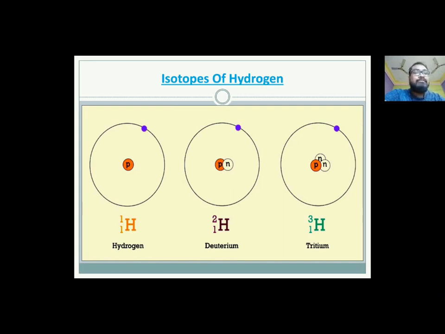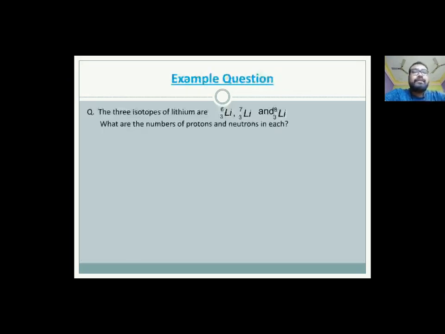See the number of protons and neutrons in deuterium and tritium, it is given as P and N, and here P and N. There are 2 neutrons in tritium. Okay. Next we have a question where you are given the 3 isotopes of lithium. Based on the information, you have to find out the number of protons and neutrons in each isotope.